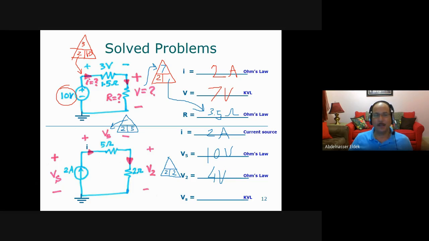Now, can I calculate Vs? Yes, of course. The voltage across the source is the voltage across the elements. So Vs will be V2 plus V5. It will be 4 plus 10. So Vs will be these two together: 10 volt and 4 will be 14 volt. That's it. Second example.